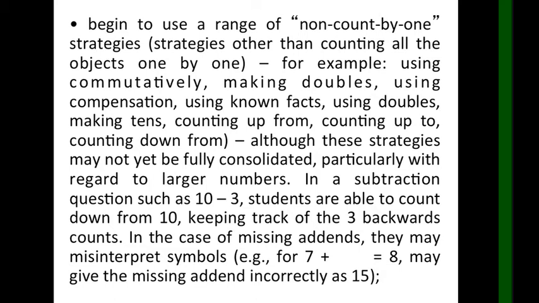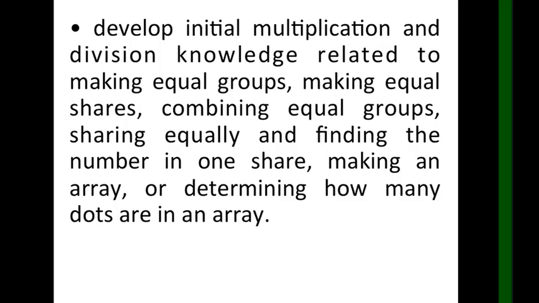In a subtraction question, such as 10 minus 3, students are able to count down from 10, keeping track of the 3 backwards counts. In the case of missing addends, they may misinterpret symbols. Example, for 7 plus blank equals 8, they may give the missing addend incorrectly as 15. Develop initial multiplication and division knowledge related to making equal groups, making equal shares, combining equal groups, sharing equally and finding the number in one share, making an array, or determining how many dots are in an array.